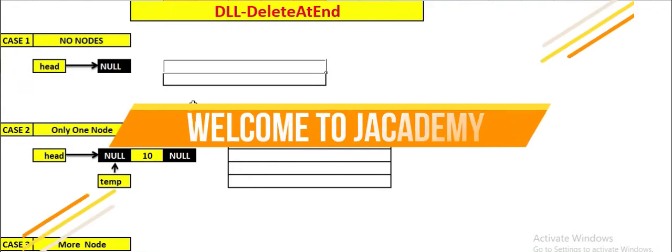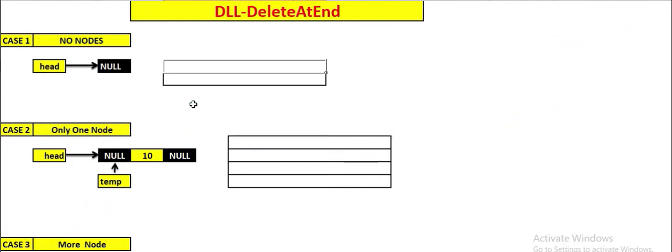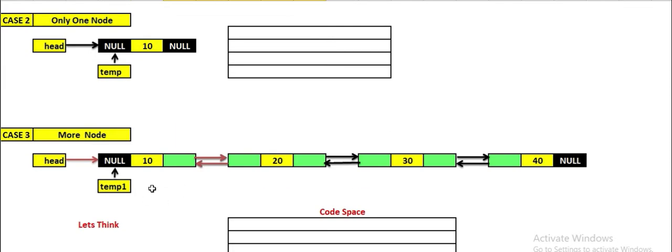Hello, welcome to JAcademy. In this video, I'll show you how to delete the last node from the DLL. That means we are going to learn deleting at the end. There are three scenarios that we will be dealing with again: there will be no nodes, there will be only one node, and there will be more than one node. In that case, how are you going to delete the last node?